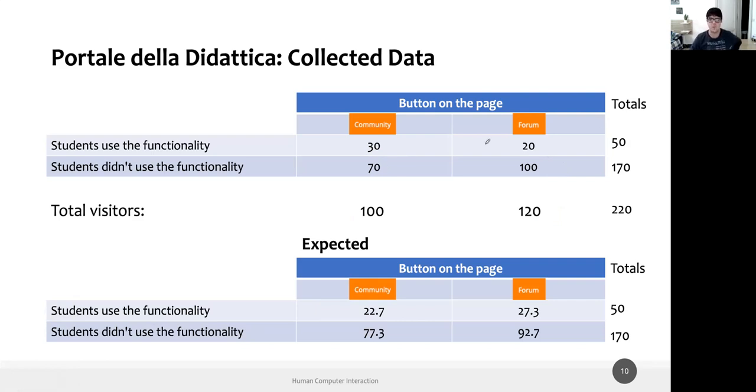If we add here three columns, so three levels, community, forum, and whatever, how many degrees of freedom will we have? Two, correct. You can compute this with the formula: number of rows minus one, multiplied by number of columns minus one, that gives one. Or also in this way, by reasoning and checking. And if we have three columns, it will be two minus one, multiplied by three minus one, that will be two.